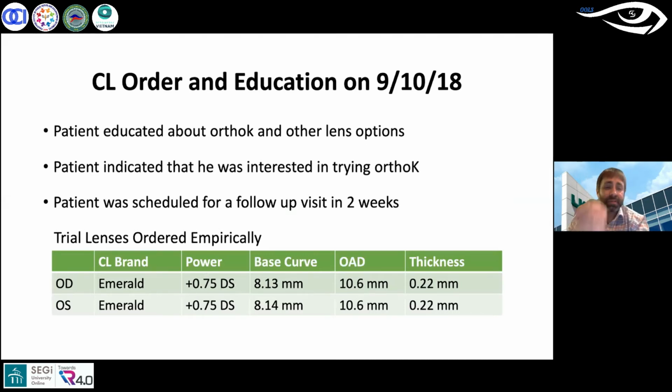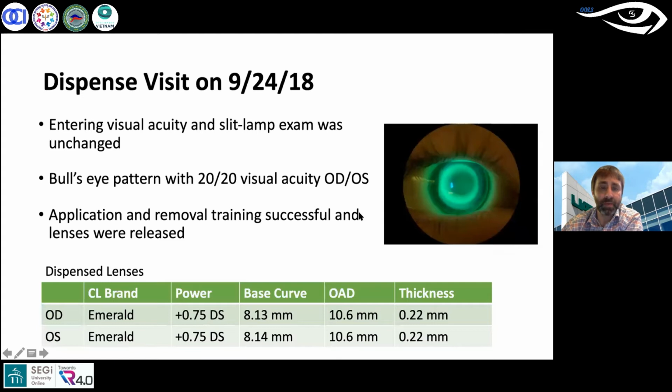What we did is we sent our parameters to the company, and we scheduled our patient back for a visit in 2 weeks, and we picked that time just because that's about how long it takes for us to get the lenses in stock. The patient came back when the lenses arrived. We put the contact lenses on, and we found that he had really good acuity and that the contact lens centered well and the fluorescein pattern was great.